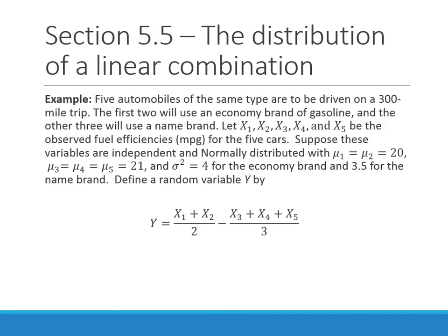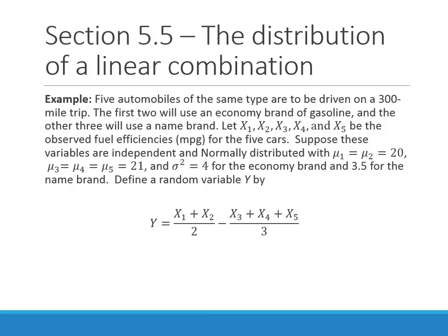The mean of the cars that are using the economy brand is 20 miles per gallon. The mean of the name brand type of gasoline is 21 miles per gallon. And then I have slightly different variances there. So sigma squared is 4 for the economy brand and 3.5 for the name brand. And we're going to define this random variable y as follows: x1 plus x2 over 2, and then subtract off x3 plus x4 plus x5 over 3.